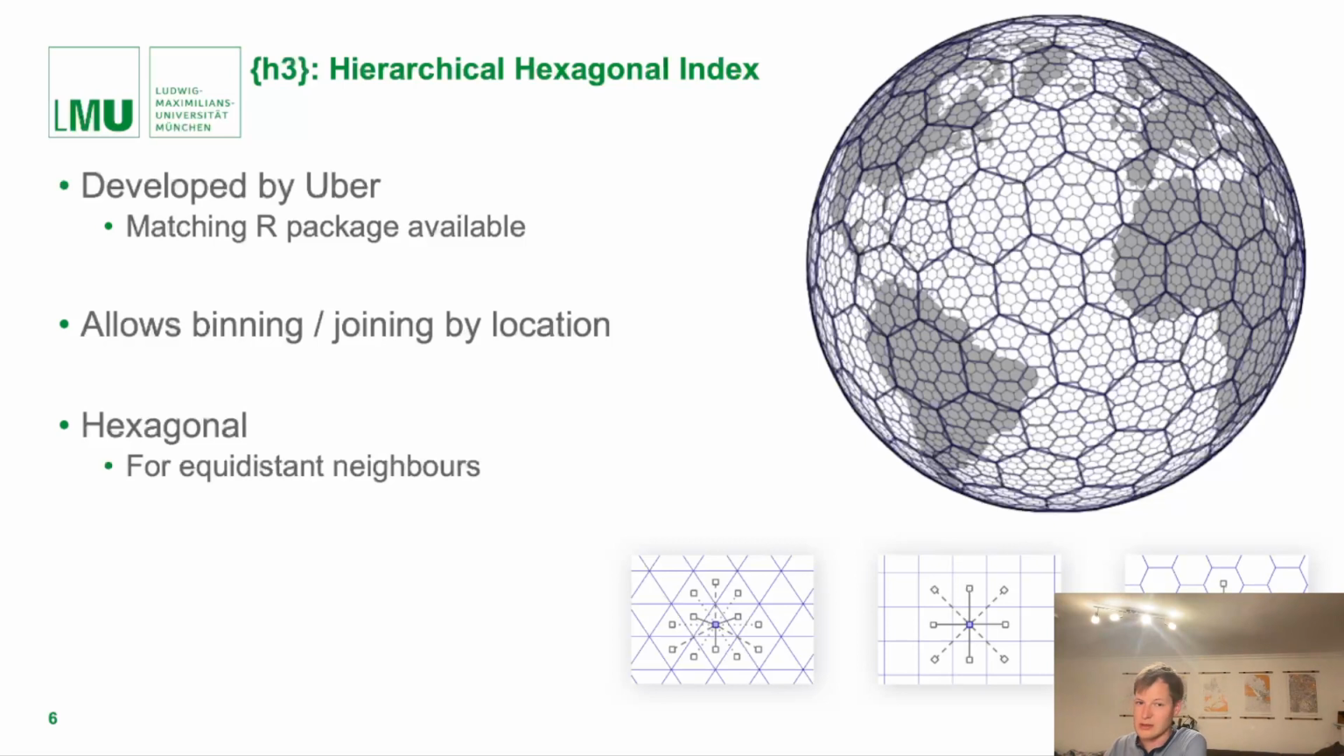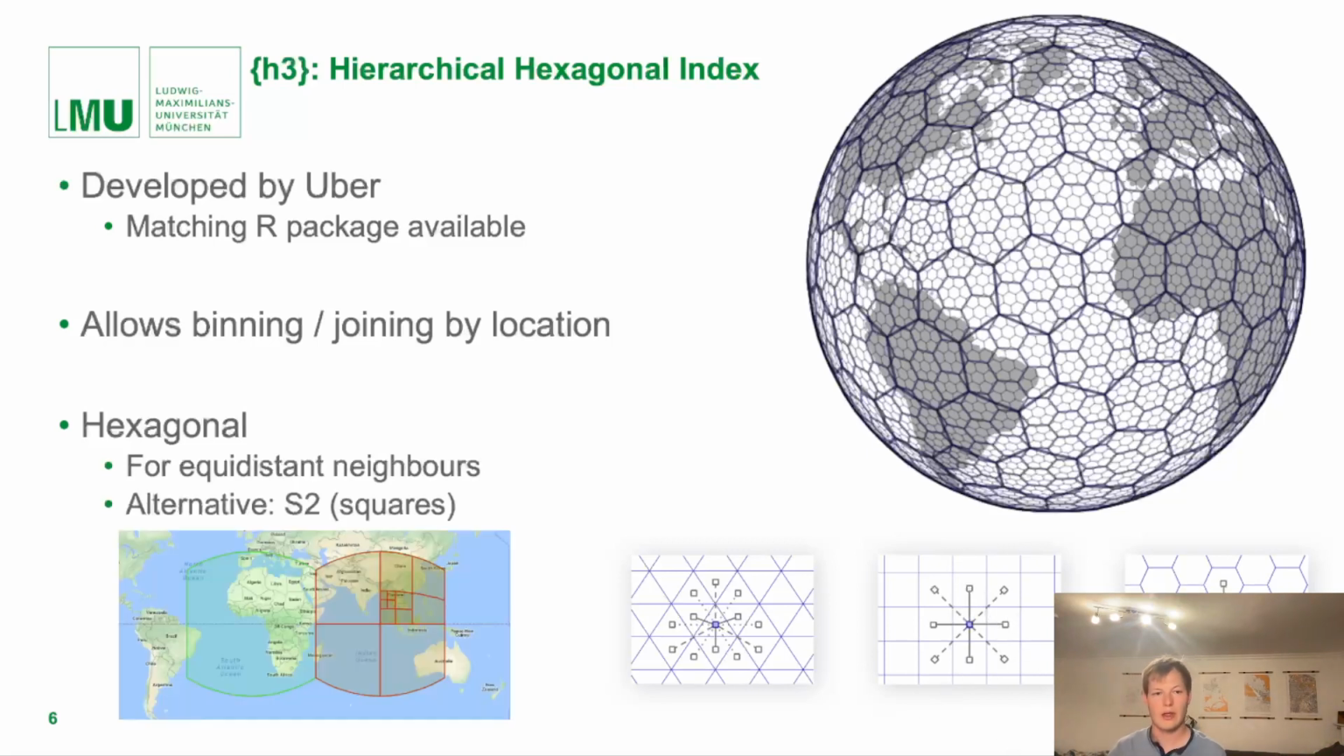And again, this uses hexagons, and the reason for this is that they have some really nice properties. You don't need to think about it much further, but basically they are equidistant to their neighbors, which is not the case with squares, right? The diagonal squares are further away, and with hexagons, all of this just works out really nicely. Still, if you want to do something with squares, there are tools for that as well, and it's called S2.